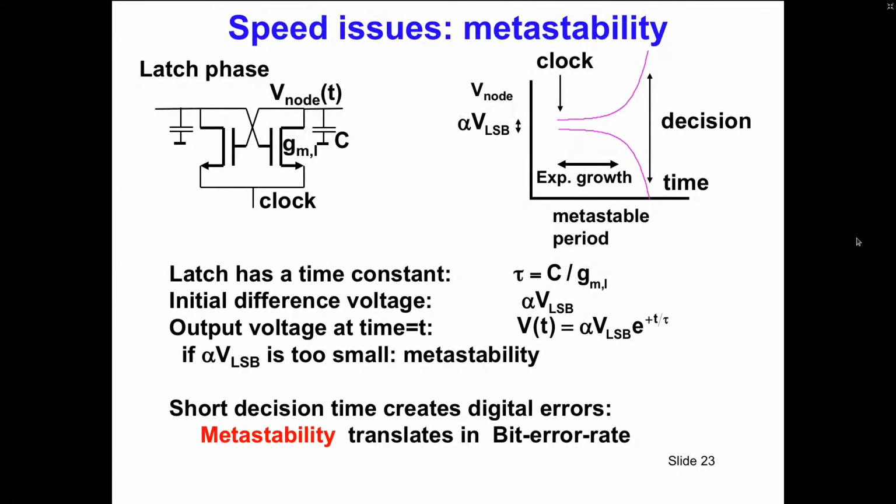A little bit further in the basics of A to D conversion. We have to take decisions in A to D conversion, and what we use for decisions is a latch. This is a very simple latch with a cross-coupled pair loaded with capacitors and a clock, in this case a negative going clock to activate this.